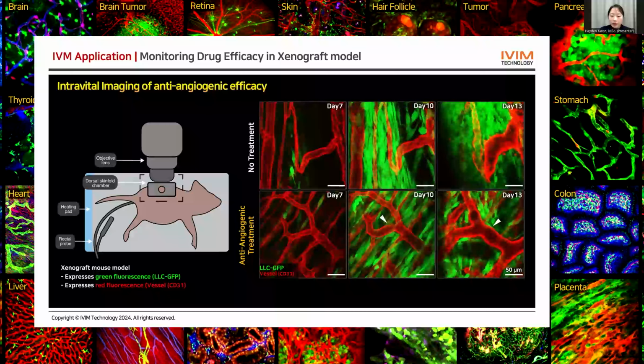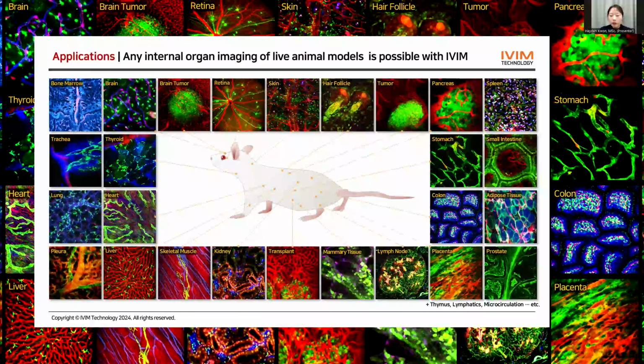Using IVIM Technology's in vivo microscope, we continuously optimize methods for imaging a wide range of small animals, including mice, rats, and ferrets, allowing for the unrestricted imaging of multiple organs to see cancer metabolism or drug activity. This not only extends to the visualization of cancer animal models using the dorsal skin fold chamber, but also encompasses various other applications.